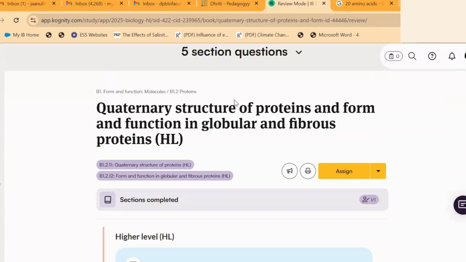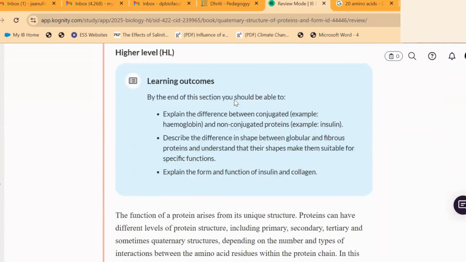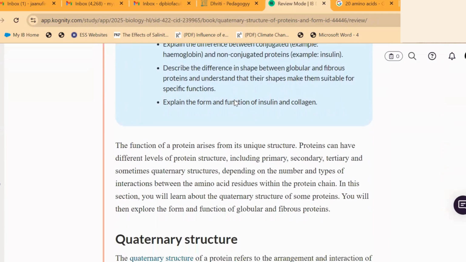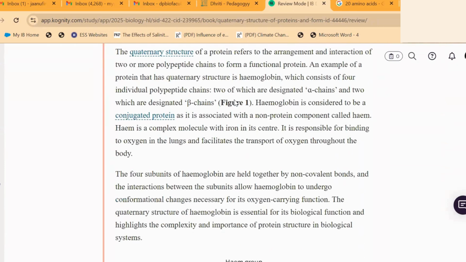Next, we are moving on to quaternary structure of the protein and form and function in globular and fibrous proteins. So here we are going to talk about the form and function of this quaternary structure in globular and fibrous proteins. So again, it is a further arrangement. Tertiary structure itself is a congested folding arrangement. And so furthermore, the arrangement and interactions of two or more polypeptides. As I told you, two globular proteins together. This is also a polypeptide. This is also a polypeptide. So when both of them come together, that interaction, that arrangement, you call that quaternary structure.